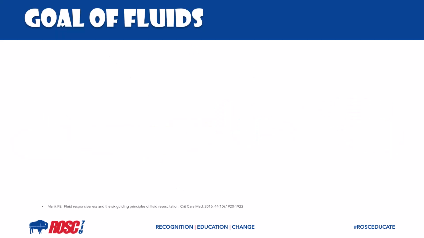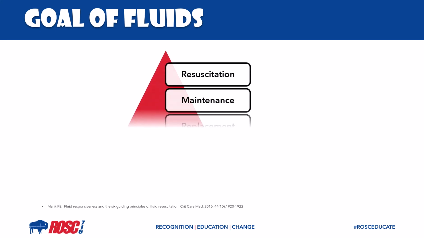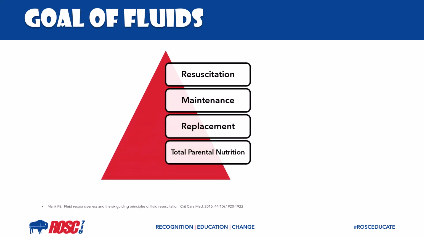Let's move on to talk about IV fluids. In a general hospitalized patient, there are 4 indications for IV fluids: resuscitation, maintenance, replacement, and total parenteral nutrition. We're here to talk about resuscitation, but let's just take a minute to talk about the other indications.